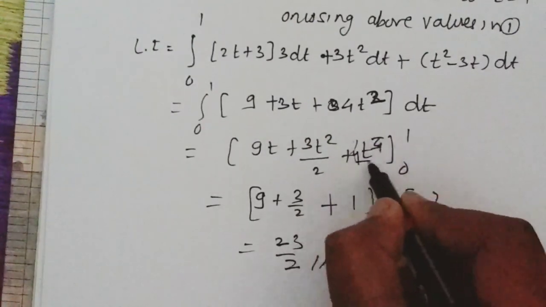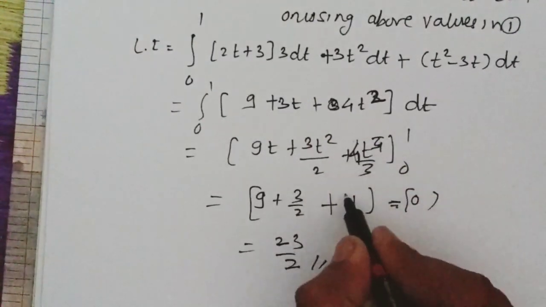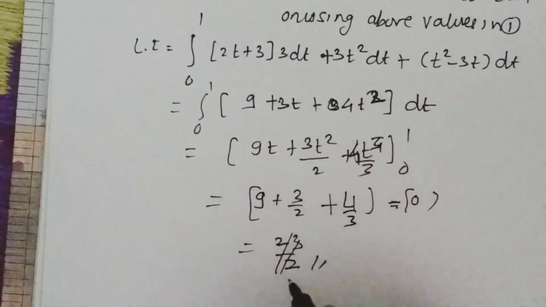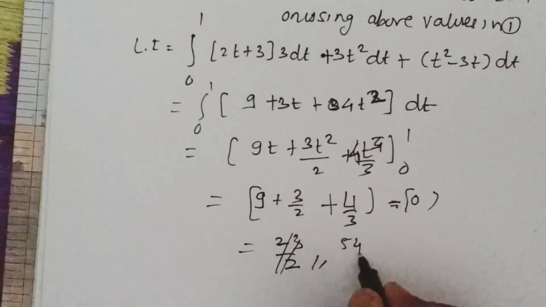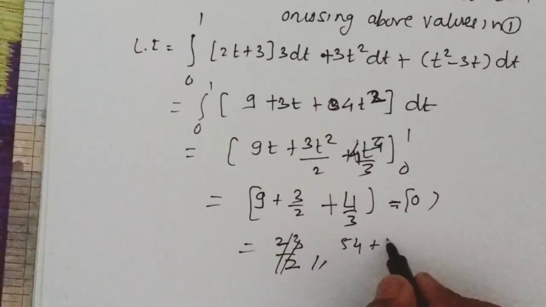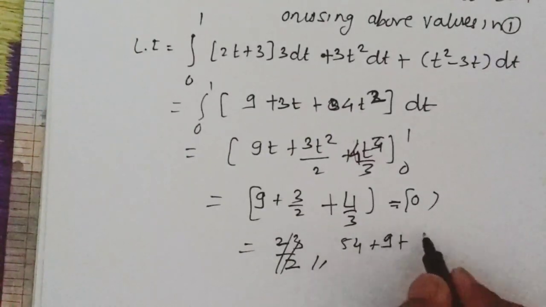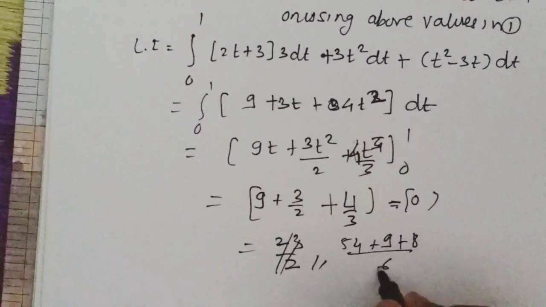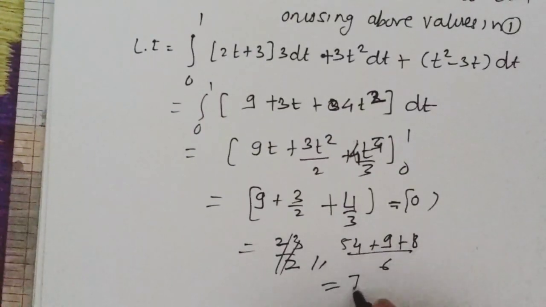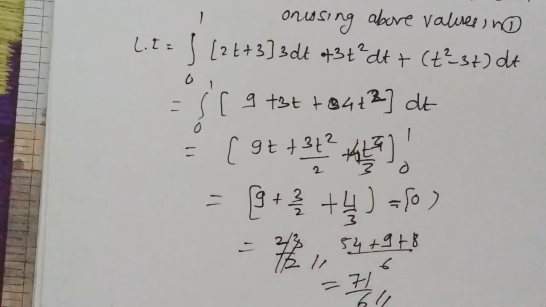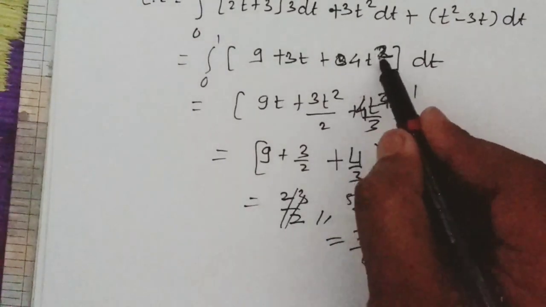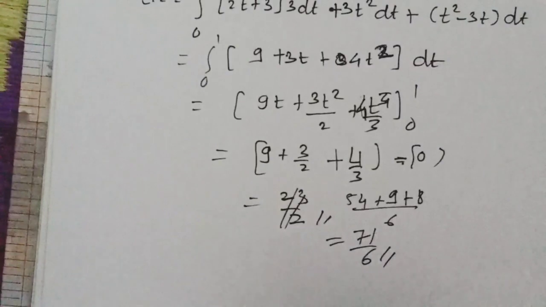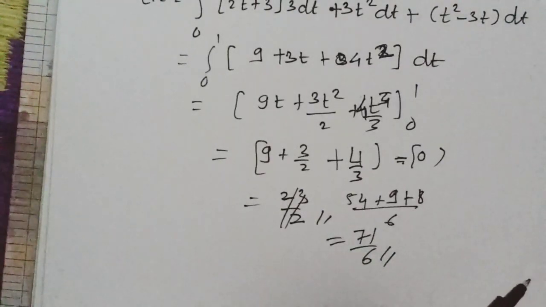4t cube by 3, so it will be 4 by 3, and it will be equal to 6 9s are 54 plus 9 plus 8 by 6. It will be equal to 71 by 6. The final answer is 71 by 6. Here by mistake again I have written cube instead of square, so make that correction. The final answer is 71 by 6.